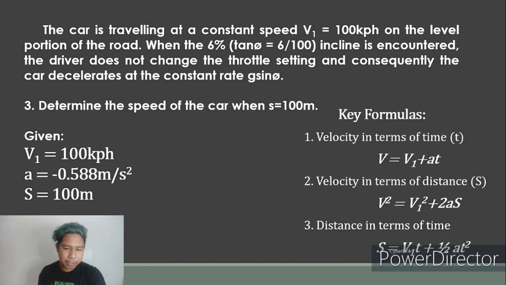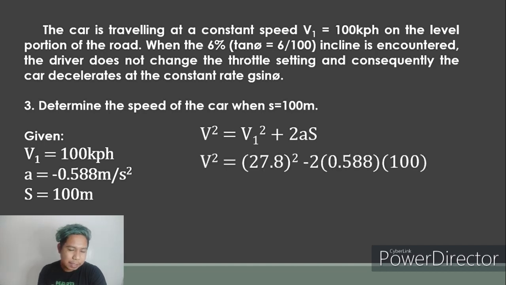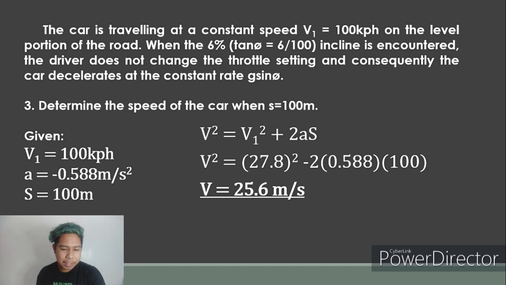100 meters. So going back doon sa ating key formulas, since ang given ay si distance, ang may distance lang dyan ay si number 2. So kitang-kita na, nasa kanya na ang lahat. Ba't pa ipagpapalit? So, ayan. So gamitin natin ang formula number 2. V squared is equals to V1 squared plus 2AS. Substituting all the values, ayan, will result to V is equals to 25.6 meter per second.